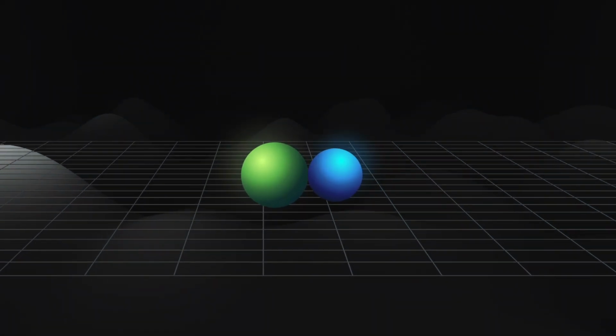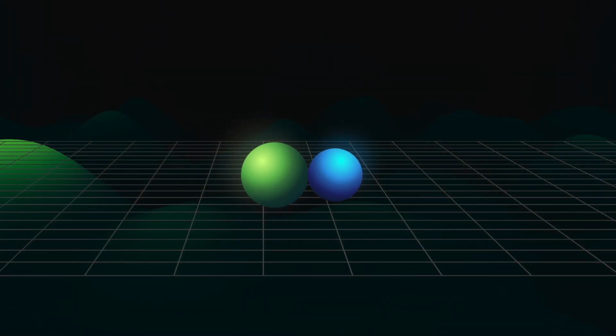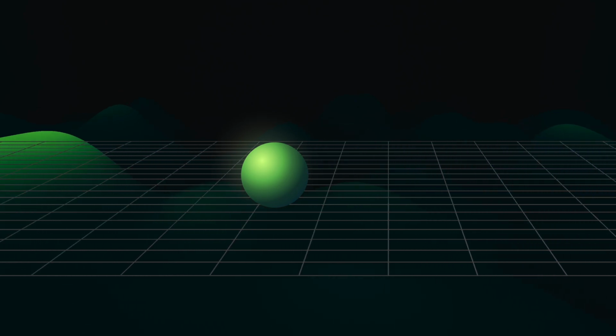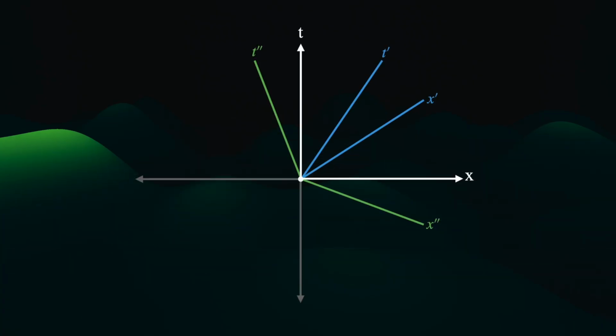Now let's look at this from the perspective of the green sphere. Once again, we do the same thing. It looks like the grid and the blue sphere are moving in the exact opposite direction. How do we show that in our diagram?